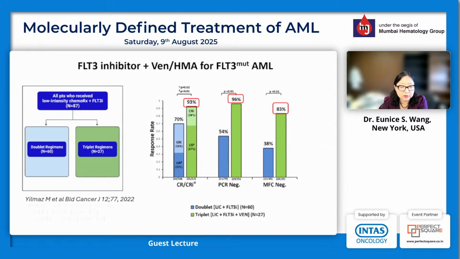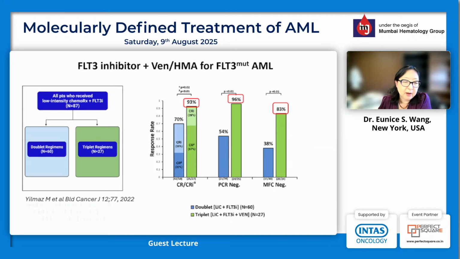What about older patients, patients unfit for intensive chemotherapy? In these patients, we have used lower intensity therapy, as you can see here, with hypomethylating agents, and we've added a FLT3 inhibitor on top. We're calling this sort of triplet therapy as opposed to low-dose chemotherapy and FLT3 inhibitor. And you can see that the addition of a FLT3 inhibitor to the backbone ven-aza that we're using in our older and unfit patients actually leads to very, very high CR rates.